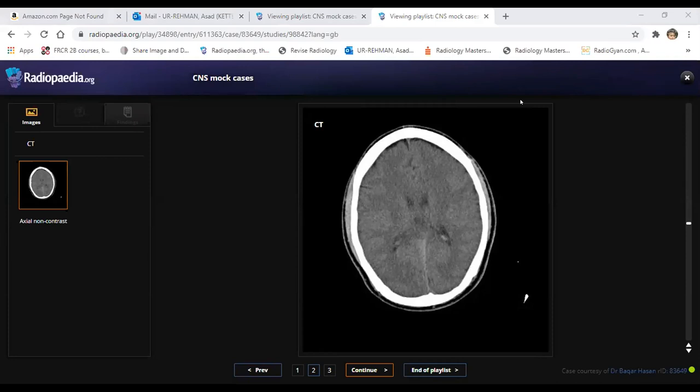Somebody is asking the last case diagnosis. Which last case? The one which you are showing right now, I guess. It's the venous sinus thrombosis. Venous sinus thrombosis, exactly.